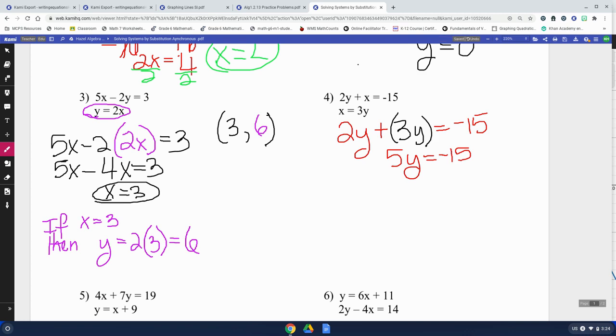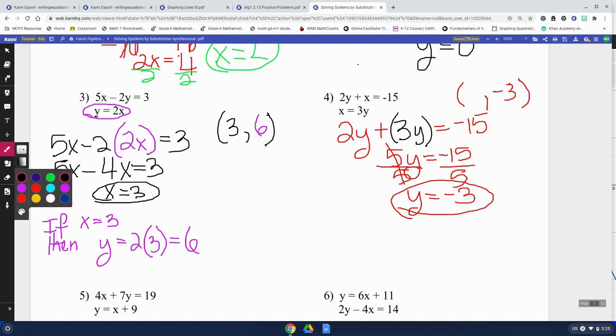Okay, so to solve this equation, you're going to divide by 5 on both sides. So y is equal to negative 3. All right, so y is negative 3. So these two lines meet at, we'll know the y value. So now we need to find the x. So we know that if y is negative 3, then x is equal to 3 times negative 3, which is negative 9.